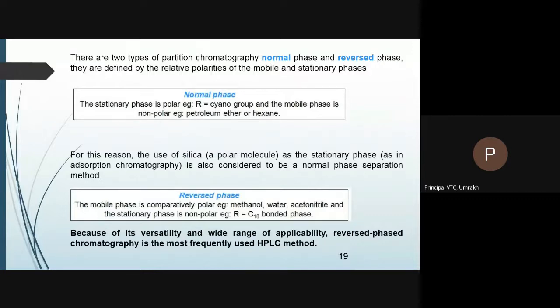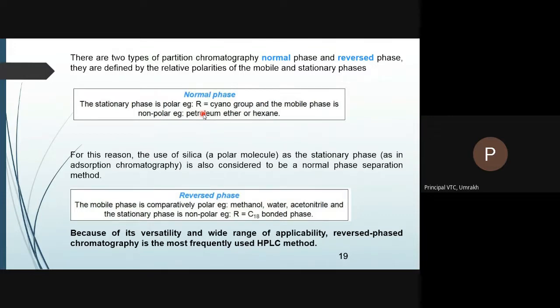Reverse phase and normal phase are very important in HPLC. So, normal phase: your stationary phase is polar. You have to remember just one thing, that in normal phase, your stationary phase is polar. For example, a cyano group is attached to your stationary phase. There will be bonding of that group, or your support will be modified, and when the cyano group is attached, your stationary phase will become polar.